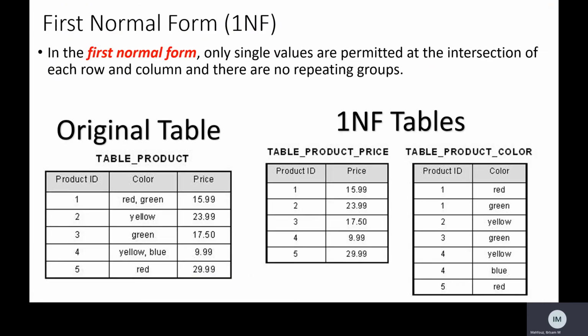So this is an example of a table that was not in first normal form. And to make it in first normal form, what I wanted to do was get rid of the repeating groups. When I got rid of the repeating groups and added those extra rows, I had duplicate information. I had the price duplicated. And I don't want that, so what I did was I said the price can go in a table by itself and the color can go in a table by itself. So this is an example of a table that went to first normal form.